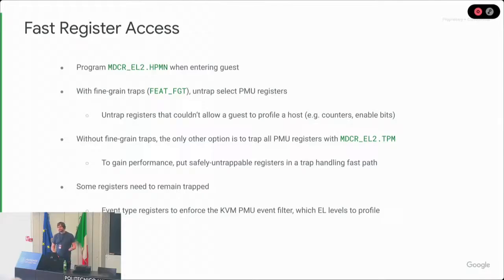But we can still gain some performance there by putting those safely untrappable registers in a faster trap handling path. As an example of some registers that need to remain trapped, the event type registers stand out because KVM has a PMU event filter that allows a VMM to control which events a guest is allowed to count. So we need to keep that trapped so we can enforce that filter. That also controls things like which EL levels can be profiled.